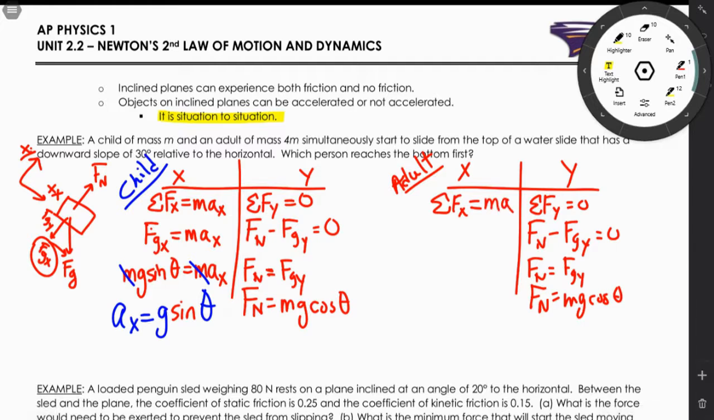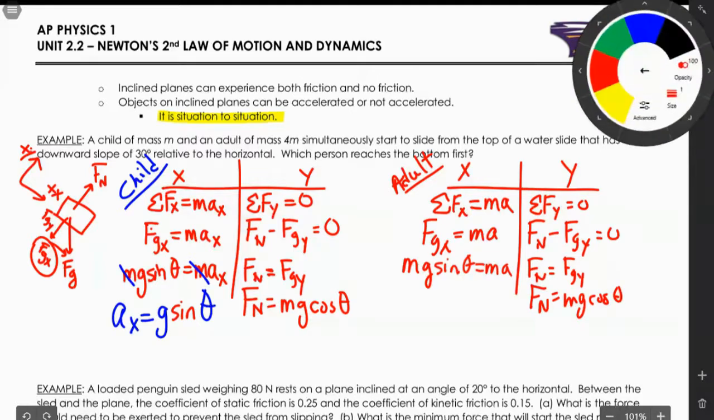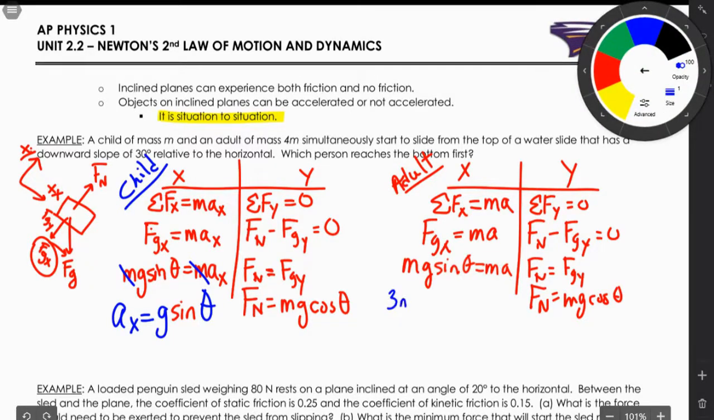And so then I now plug in, so the only force again is Fgx. So mg sine theta equals ma, right? So they have a mass of 3m, right? So 3m times g sine theta equals 3m times a. Well, look what happens. 3 cancels, m cancels. So what's the acceleration of the adult down the incline? The same thing, right?